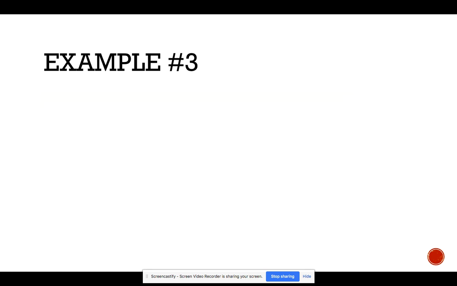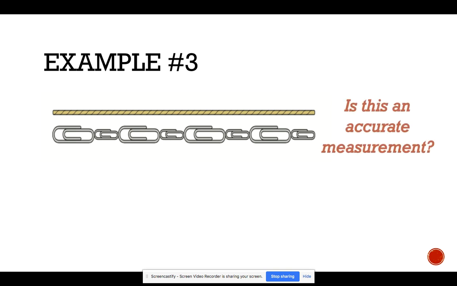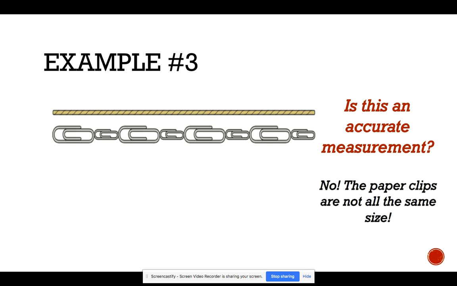Let's look at example number 3. Is this an accurate measurement? No, the paper clips are not the same size. If we look at the first paper clip, it's much larger than the second paper clip. So we have to remember that they have to be the same size.